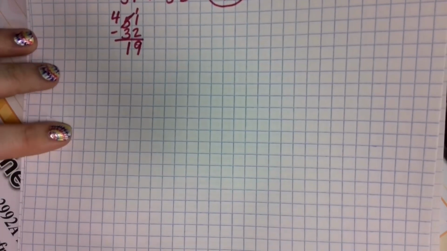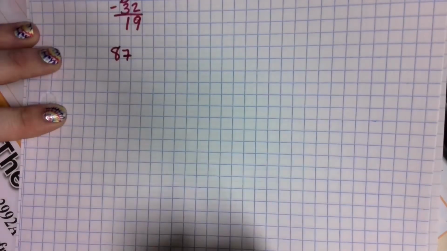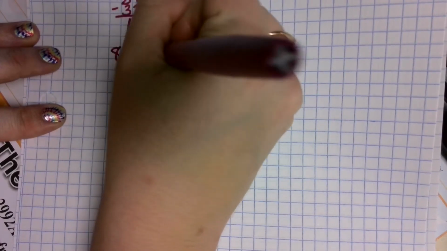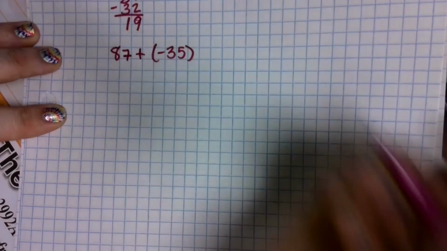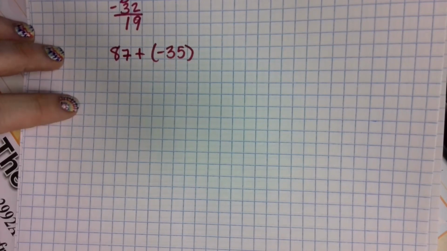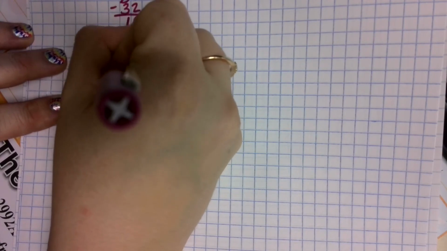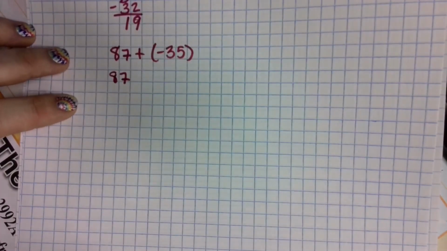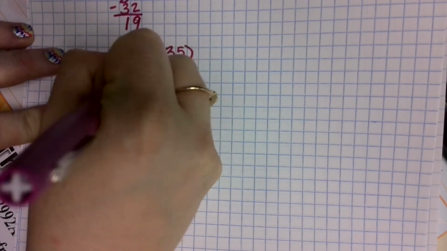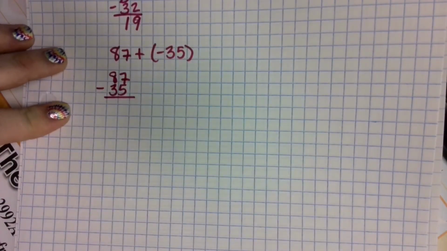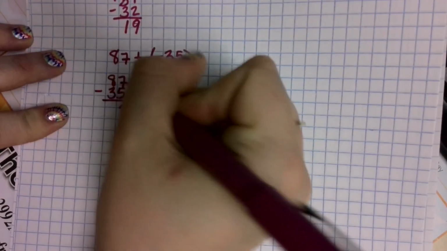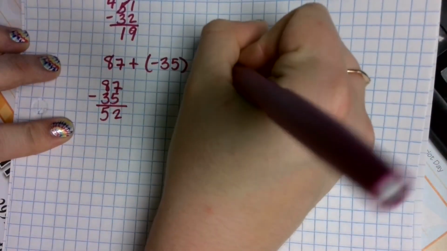And then finally, the last one on number 2, I've got an 87 plus negative 35. The only reason that parentheses is there is just to separate that negative. So I've got an 87 minus 35, because remember, we're adding integers, the signs are different, so I subtract, keep the sign of the largest number. So 7 minus 5 is 2, 8 minus 3 is 5. So my answer is just a 52.